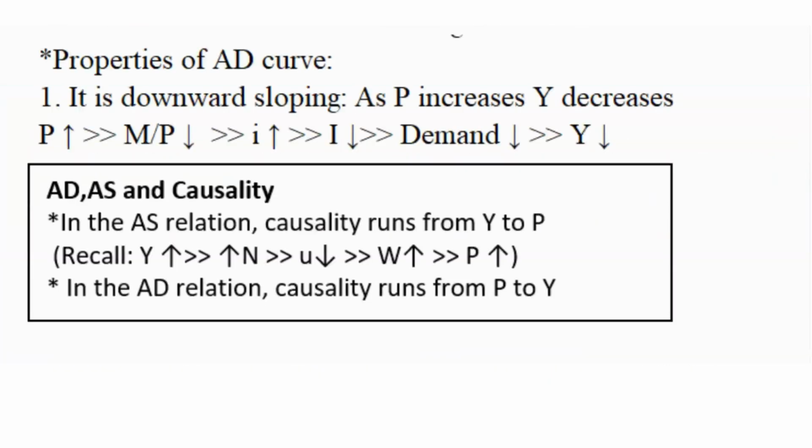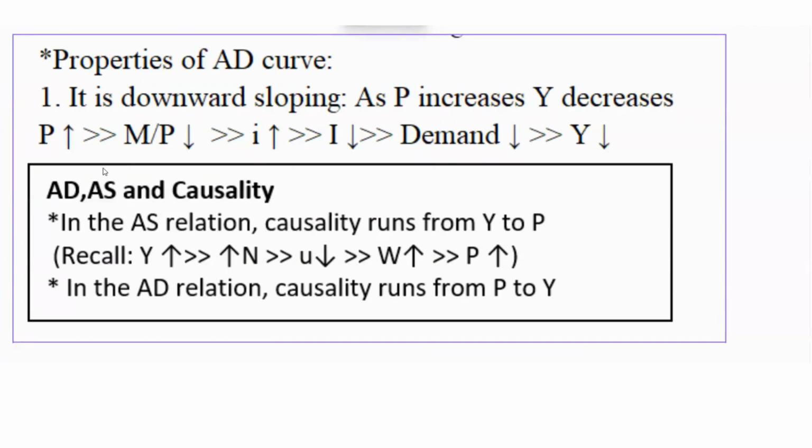So now let's talk about properties of the AD curve. The first is that it's downward sloping. As P increases, Y decreases. The mechanism through which this happens is this: as P increases, real money supply decreases. So graphically, we know the real money supply curve shifts towards the left in our money market diagram. As a result of this, interest rate increases, investment decreases. We know because interest rate represents the cost of borrowing. As investment decreases, we know demand decreases, and that causes a decrease in output.